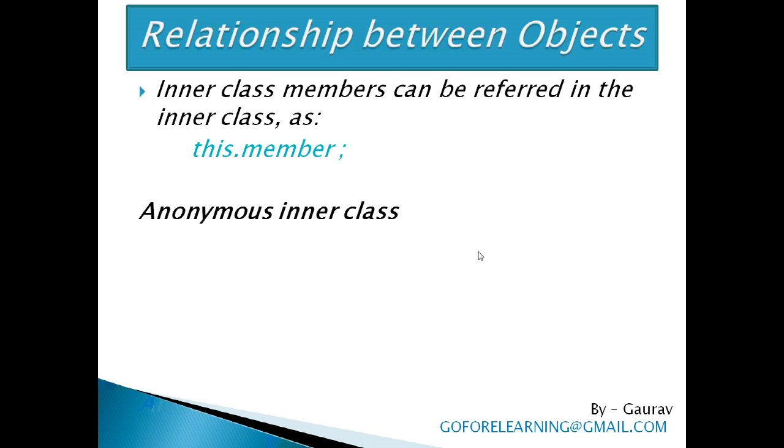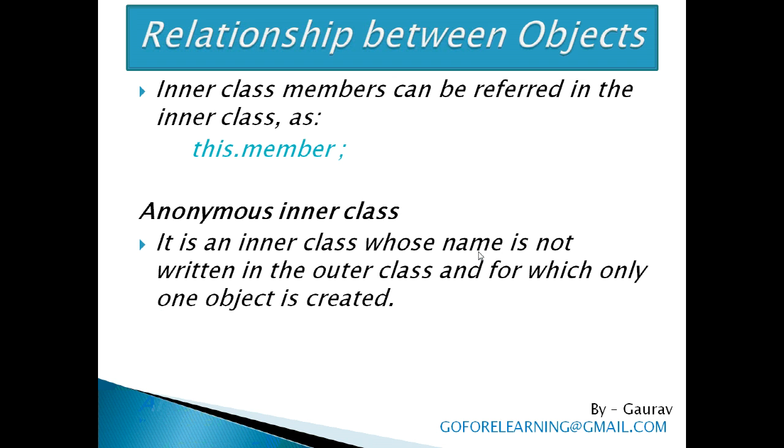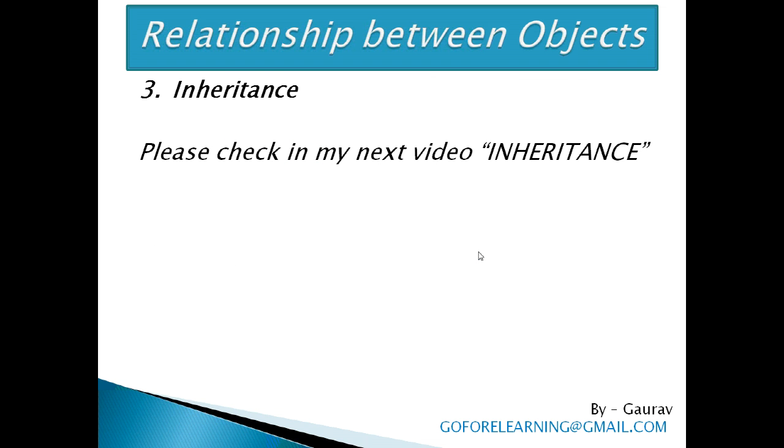The last topic is anonymous inner classes. It is an inner class whose name is not written in the outer class and for which only one object is created. It is very useful in writing implementation classes. And the third way to relate objects is inheritance, which we will discuss in another video that covers inheritance. So this is all about methods and object relations.